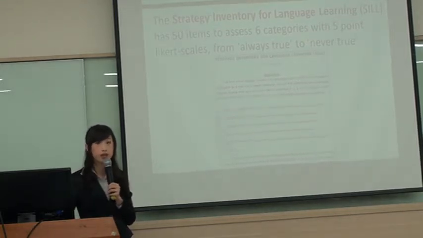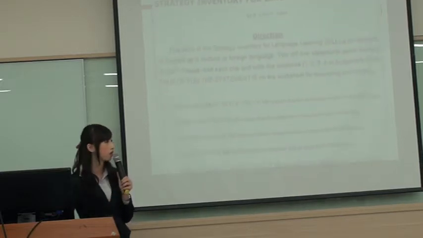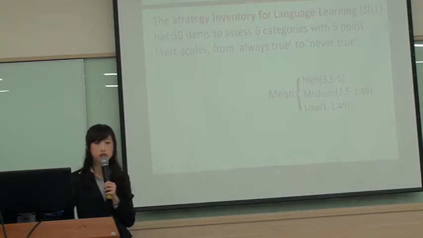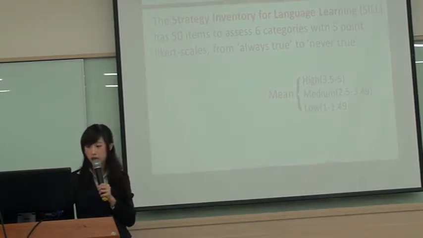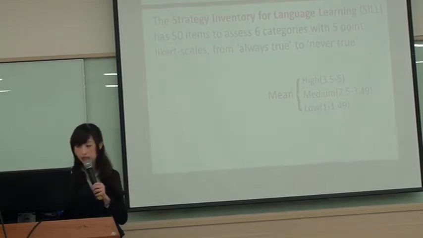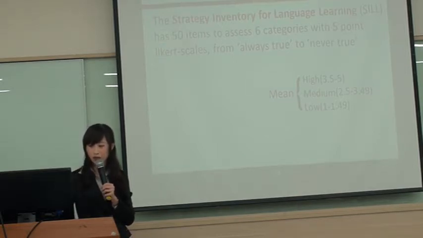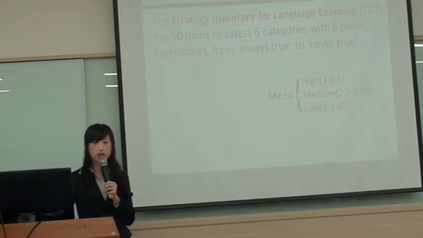Good. And the questionnaire in this study was the Strategy Inventory for Language Learning, and it has 50 items to assess this category, with a 5-point Likert scale from always true to never true. And it accumulates student responses in 3 levels. High, it means 3.5 to 5. And medium, it means 2.5 to 3.49. And low, it means 1 to 1.49.